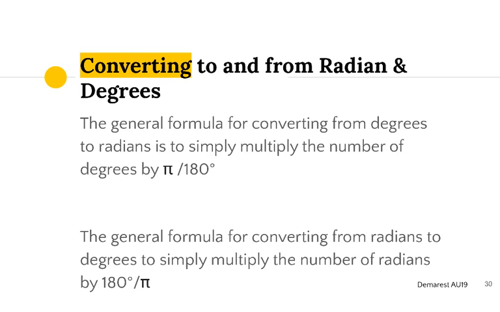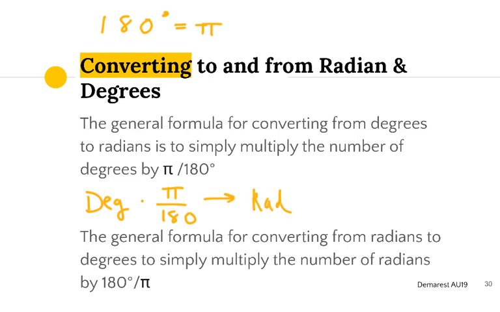So all we do relies on the fact that we know that 180 degrees is equal to pi. Because we know that, we can use that fact to take anything. If we have something in degrees and we multiply by pi over 180, it's going to come out in radians. And if we have something in radians and we multiply by 180 over pi, it's going to come out in degrees. So this is pretty straightforward.